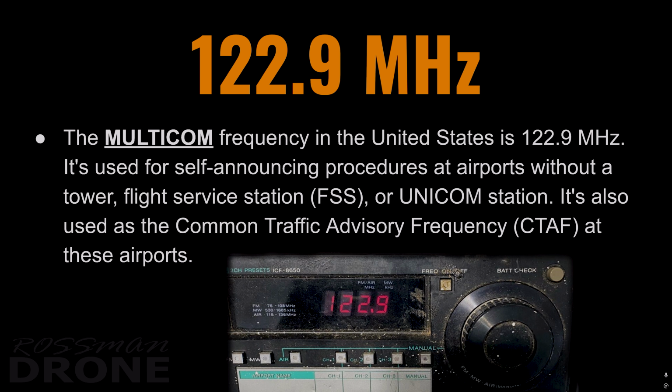Another type of frequency that you may see is multicom. So the multicom frequency in the United States is 122.9 megahertz. Multicoms are used for self-announcing procedures at airports that either don't have a tower, they don't have a flight service station, or they don't have a unicom station. So multicoms can also be used as the CTAF frequency at airports that don't have those things.